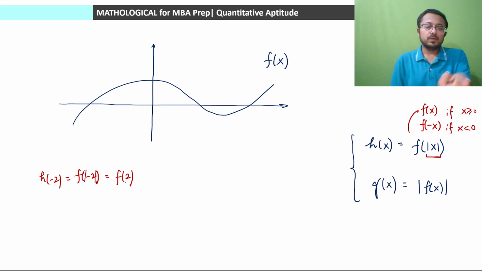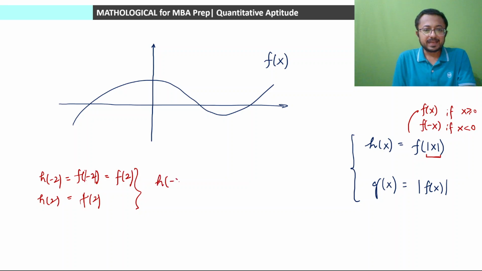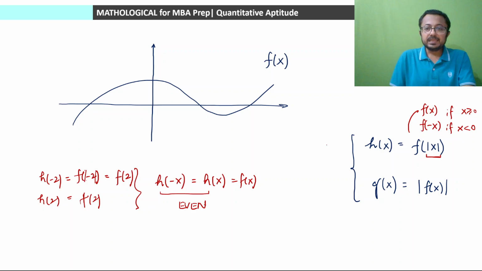h of minus 2 will be equal to f of 2 only, or h of 2 will also be equal to f of 2 only. h of 2 as well as h of minus 2 both are equal, or in general h of minus x will be same as h of x, because both will be equal to f of x. So since h of minus x is equal to h of x, so this will be an even function, isn't it so? यानी कि h of x will be an even function, और even function की property क्या होगी?